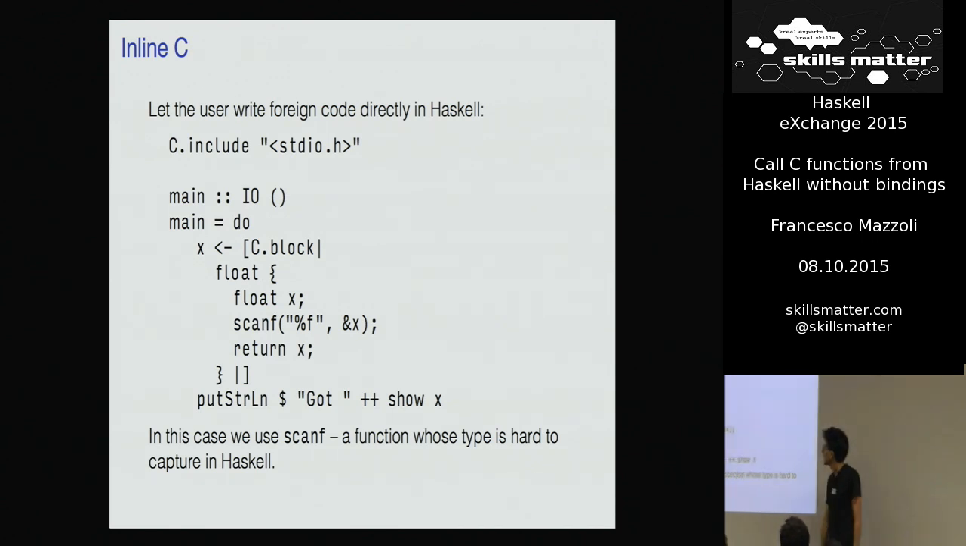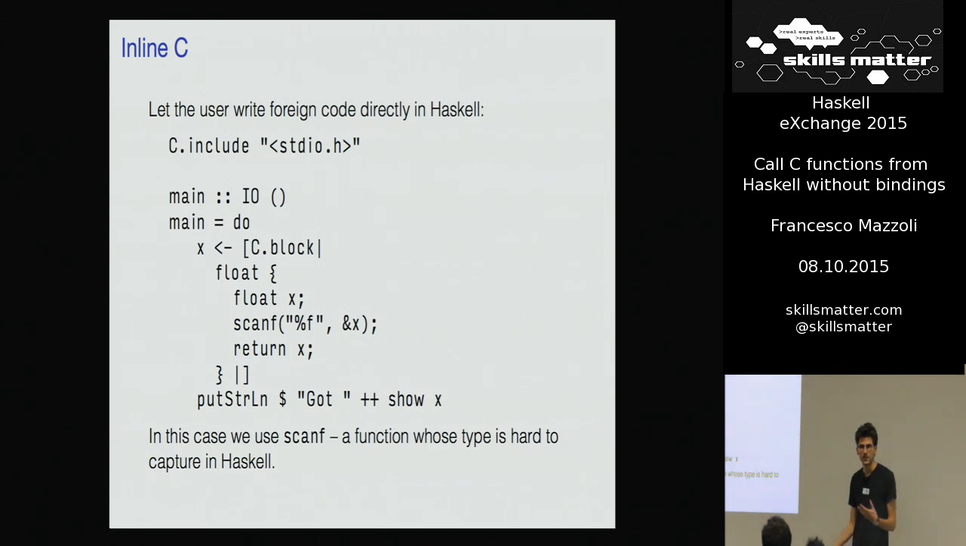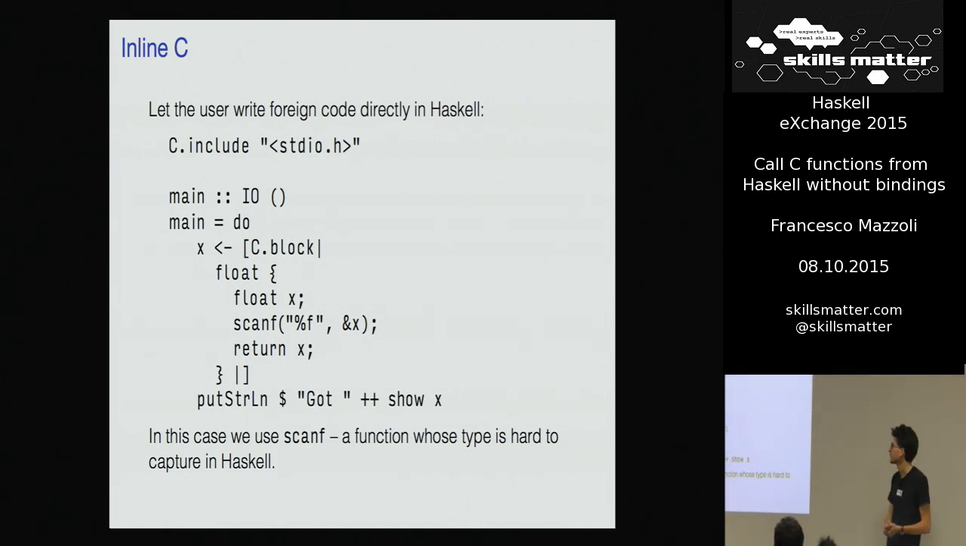This is a Haskell program, but as you can see in the middle of it, there are 3 lines of C code, right? In this case, we want to parse a floating point number from standard input, doing this with the scanf function as provided by C. And the piece of C code that you see here appears right in the middle of Haskell code, which is why this library is called inline C.